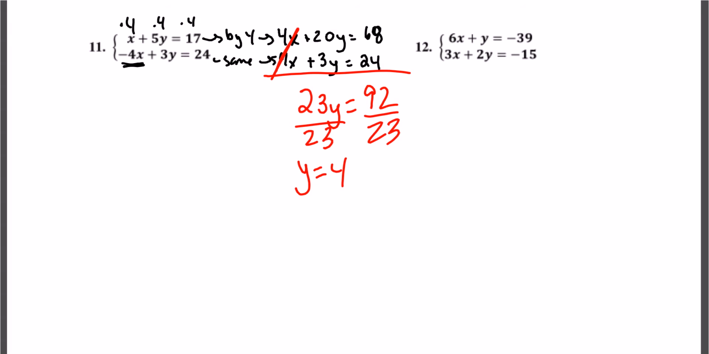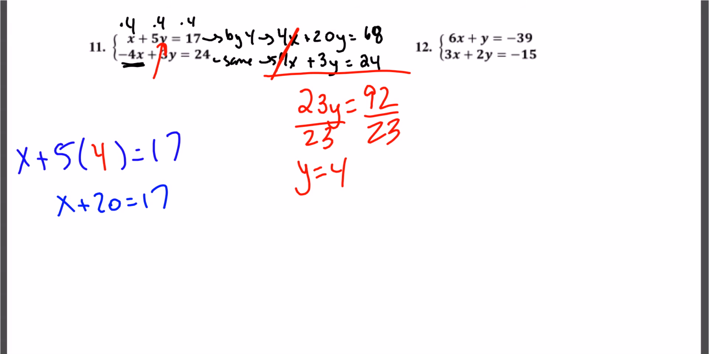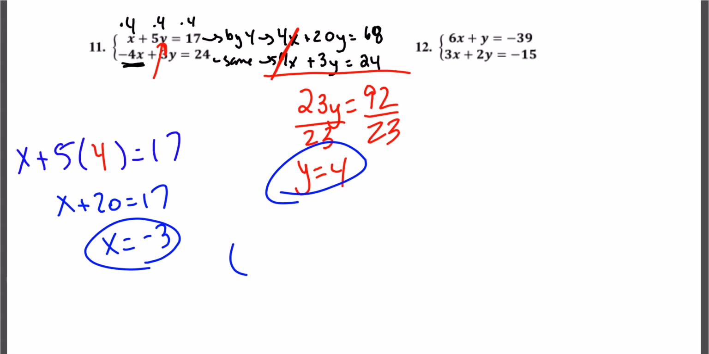Now I'm going to take that y, I'm going to plug it into the top or the bottom. I'm going to pick the top, but it doesn't matter which one you plug it into. So I'm going to have x plus 5, but instead of y, I'm going to put 4 equals 17. And now I'm just going to start solving. 5 times 4 is 20, so I'm going to have x plus 20 equals 17. Minus 20 from both sides. X equals negative 3. I have an x, I have a y. My solution is negative 3, 4.